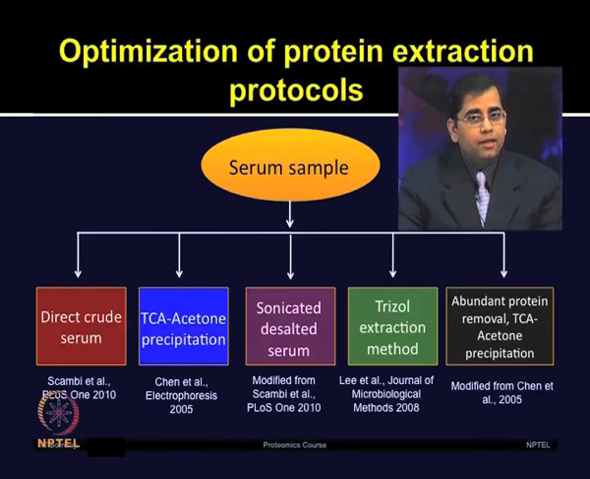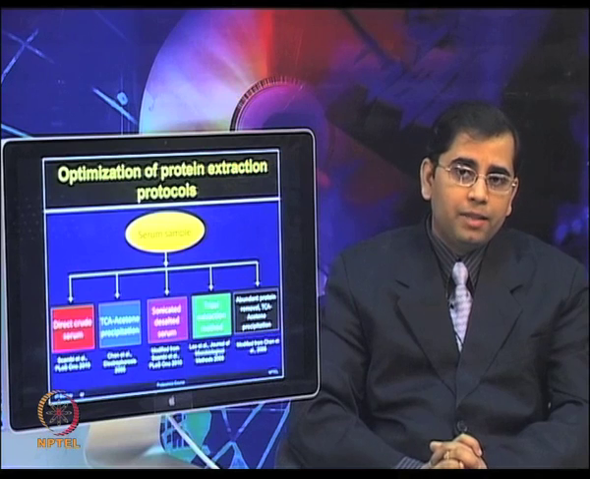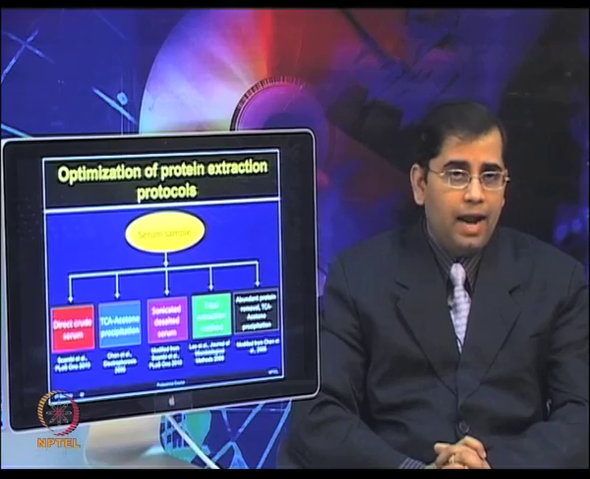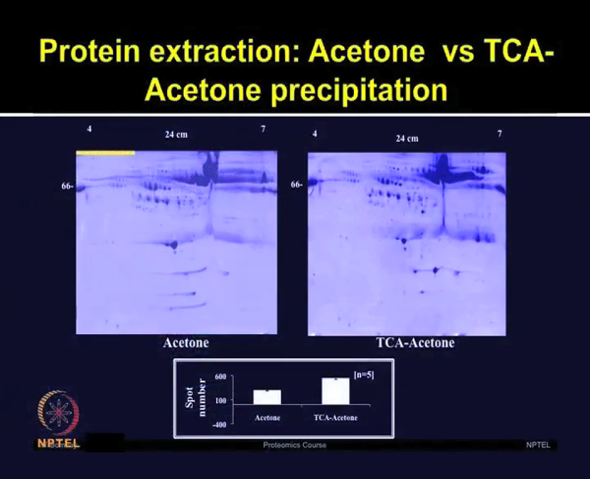Now, after processing of these samples, how do we extract the proteins? The protein extraction protocol was also optimized, and to optimize it, first of all we looked at what different methods are available in the literature. People have applied direct crude serum, TCA acetone precipitation, sonicated and desalted serum, the trizol extraction method, as well as abundant protein removal and TCA acetone precipitation. So, we used a modified procedure of TCA acetone precipitation, where we used depleted, desalted and sonicated serum. We also compared the effect of acetone alone or TCA acetone precipitation.